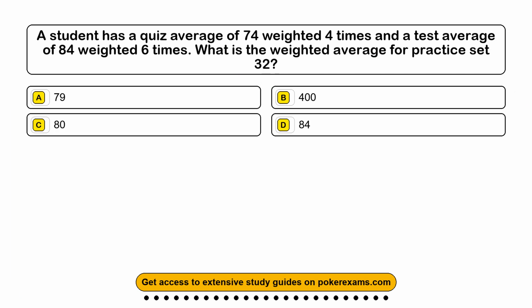Question 20. A student has a quiz average of 74 weighted 4 times and a test average of 84 weighted 6 times. What is the weighted average for practice set 32? Option A, 79. Option B, 400. Option C, 80. Option D, 84.